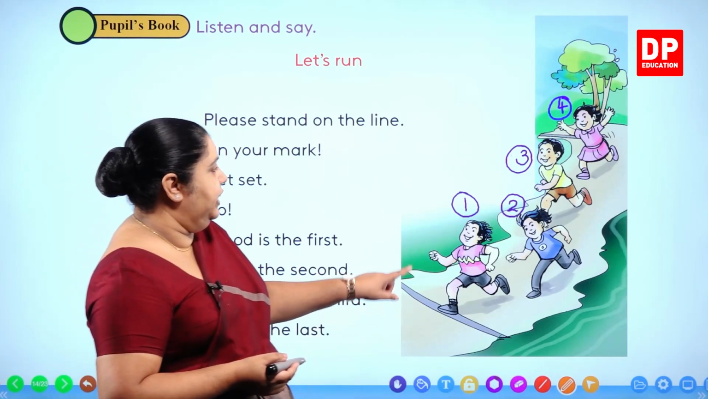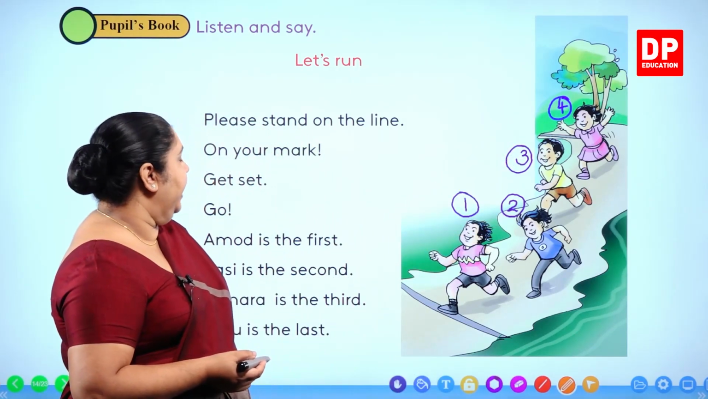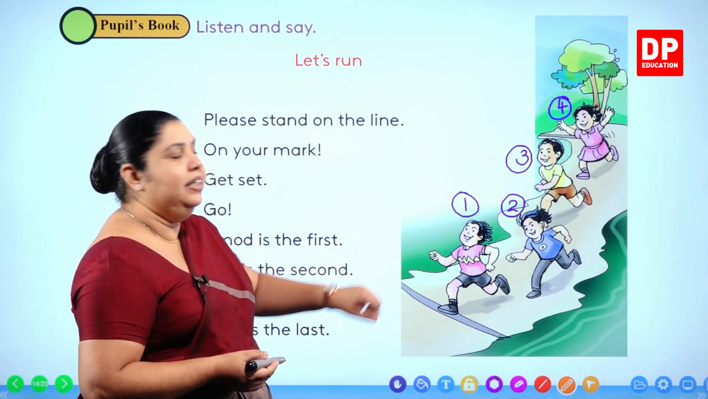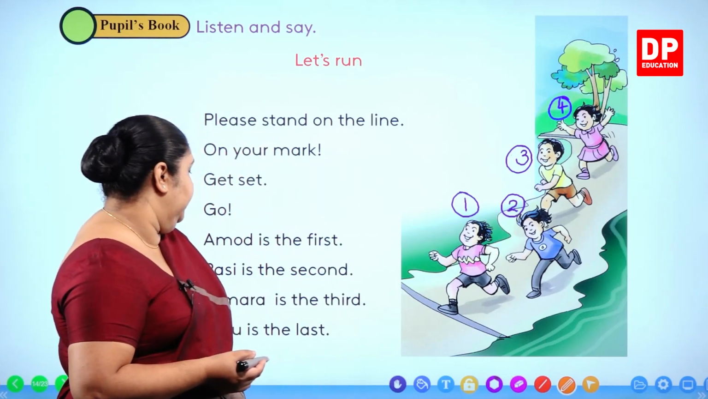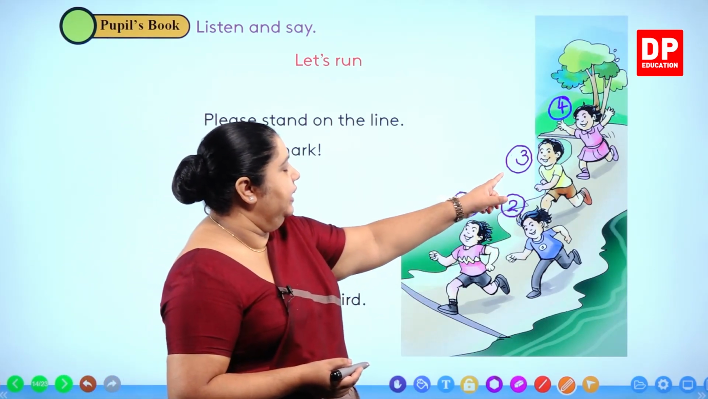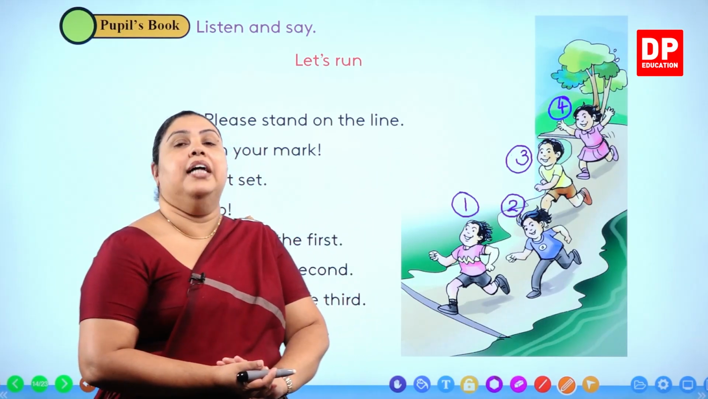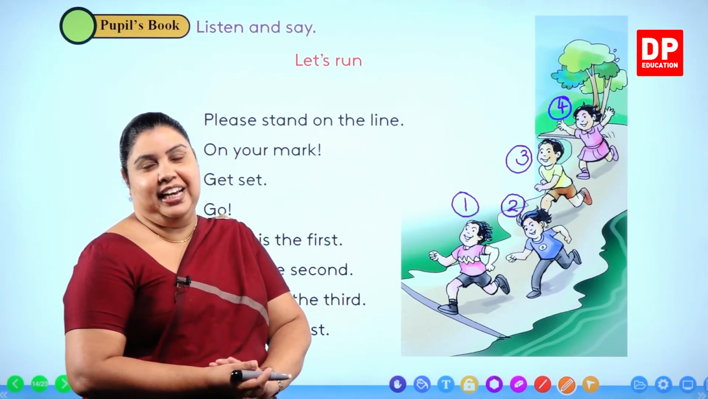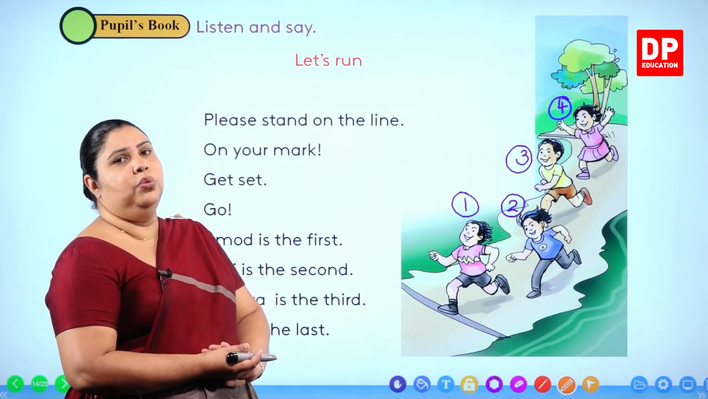We have 4 children. 1, 2, 3, 4. Who came first? Amod came first. Rasi came second. Himara is the third and Dinu is the last. අන්තිමට එන එක්කෙනාට අපි කියන්නේ last කියලා. නේද පුතේ? දැන් අපි මෙතන කොහොමද මේ numbers count කරේ?